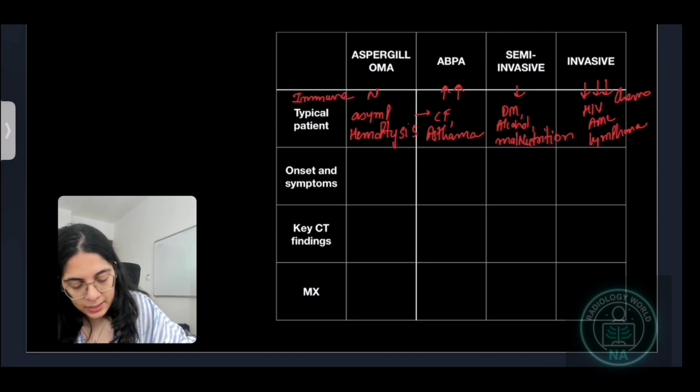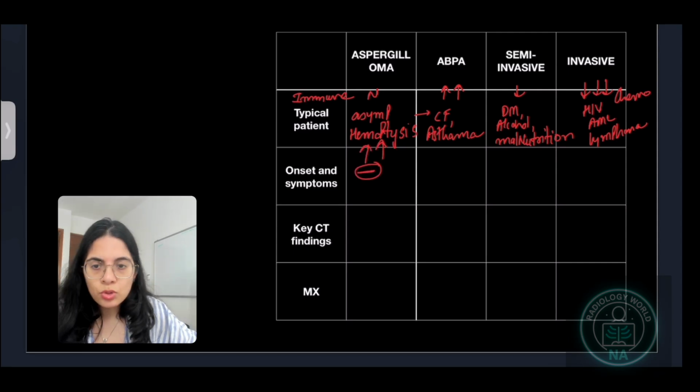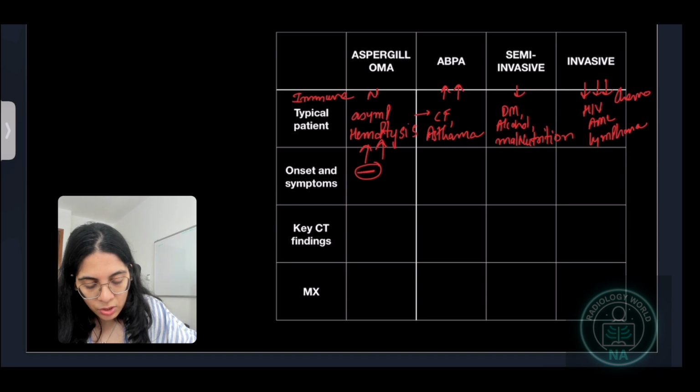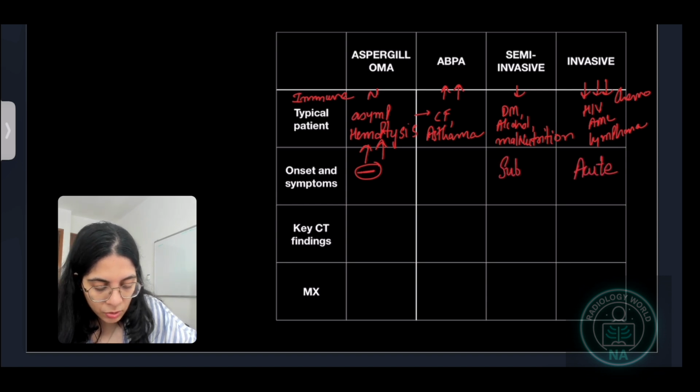Okay, the onset and the symptoms. Here there are no particular symptoms. Sometimes hemoptysis will be present, so there is no per se onset to talk about. Whereas if I talk about invasive, it is something which is acute. Semi-invasive will be subacute. It will be presenting with around 2 to 3 months of history.